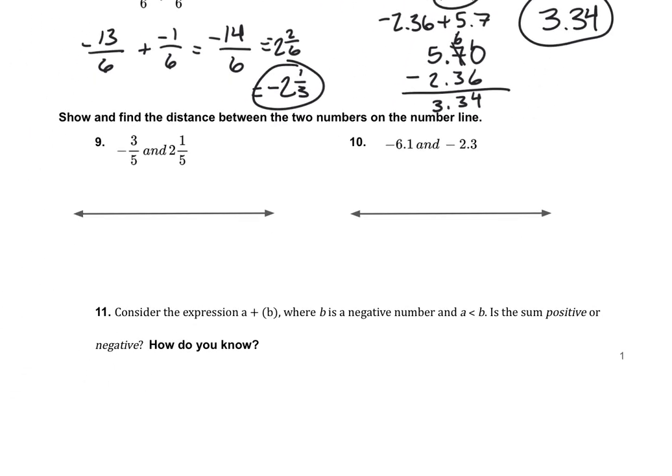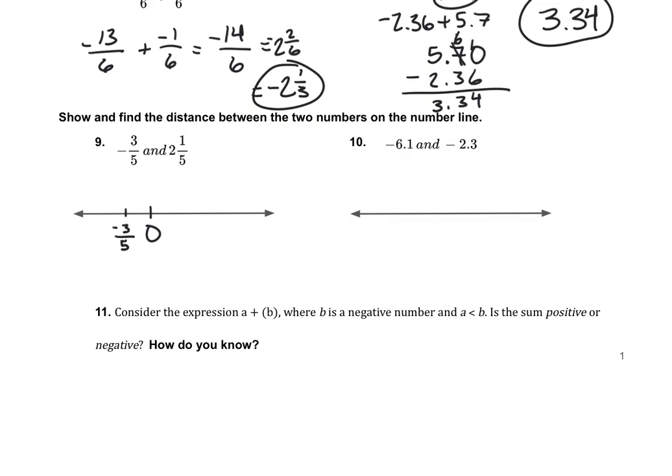Number 9 and 10 asks us to find the distance between two numbers on the number line. Instead of looking at value, we're seeing how far away two numbers are from each other. I'm going to put in my 0, and I'm going to think -3/5. Well, negative numbers are to the left of 0, so we'll put negative 3/5 right here.